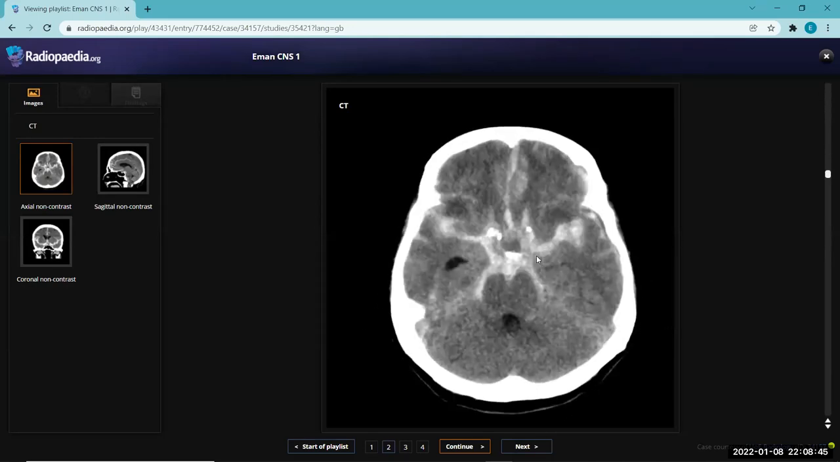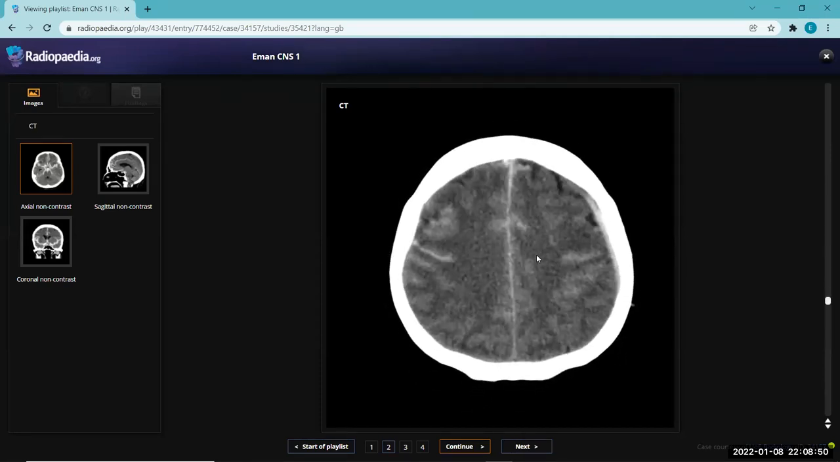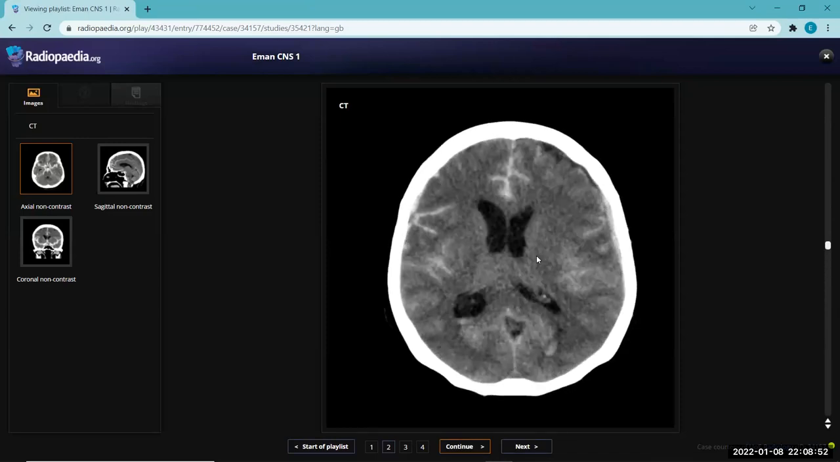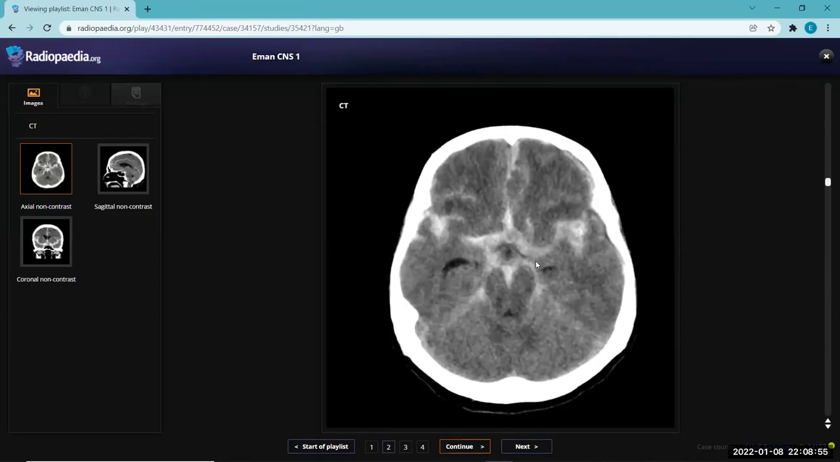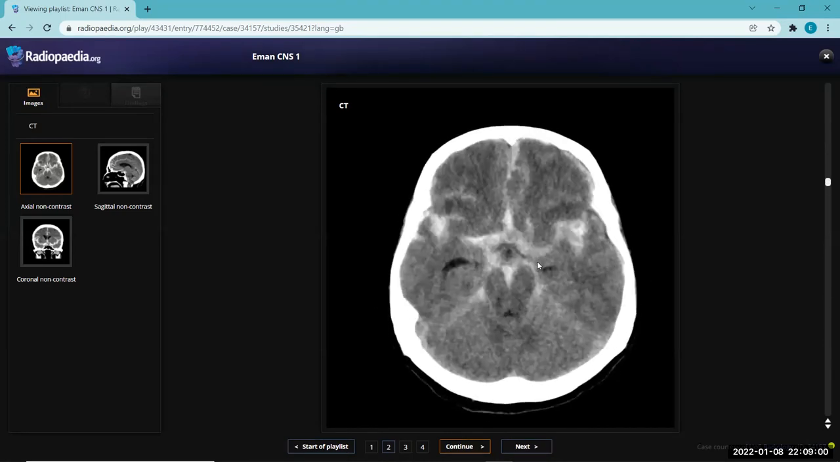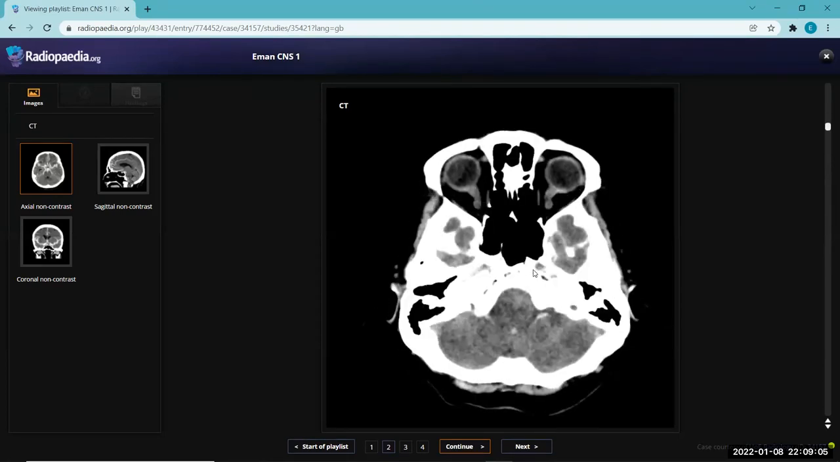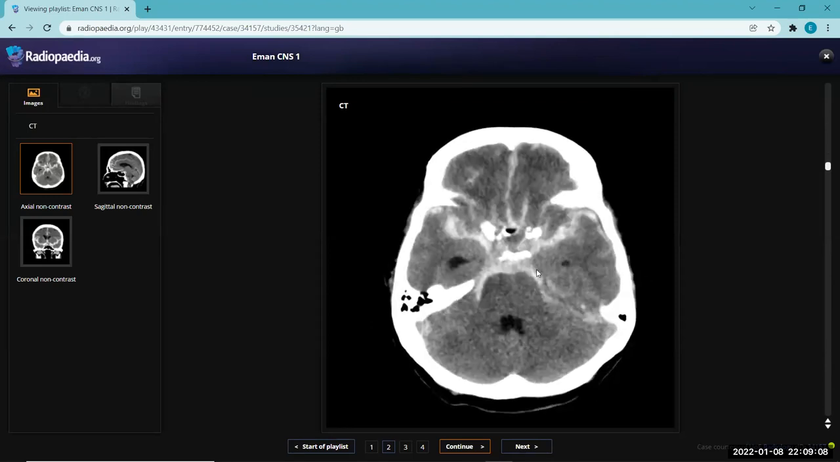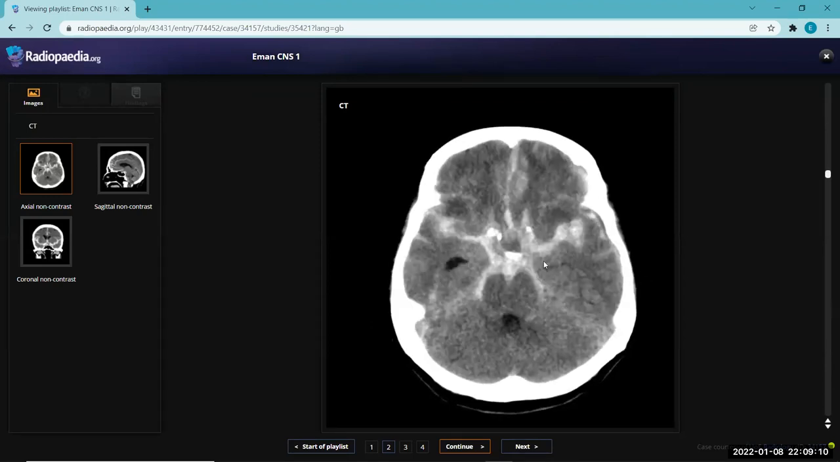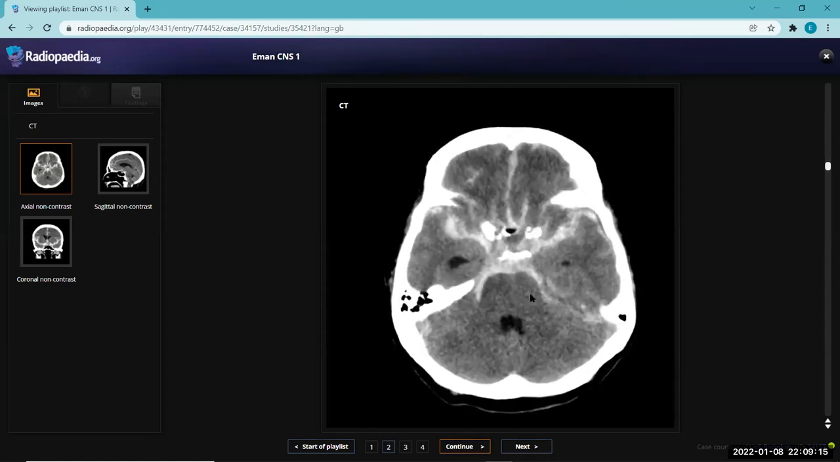So this is the non-contrast enhanced axial CT image of an 80-year-old. It's non-contrast. Okay. So there is extensive subarachnoid hemorrhage. I can see there is hyperdensity within the cerebral sulci, and also there is some evidence of possible temporal horn dilatation bilaterally.